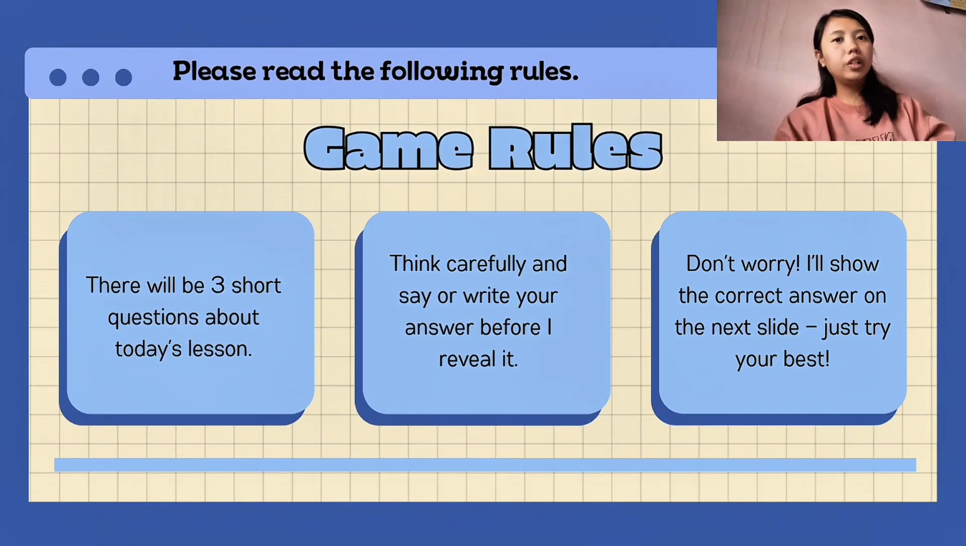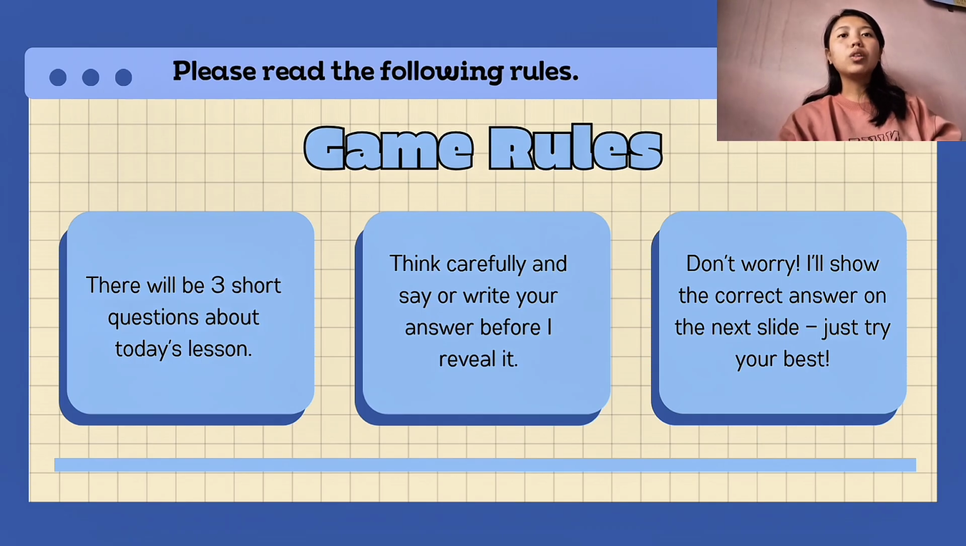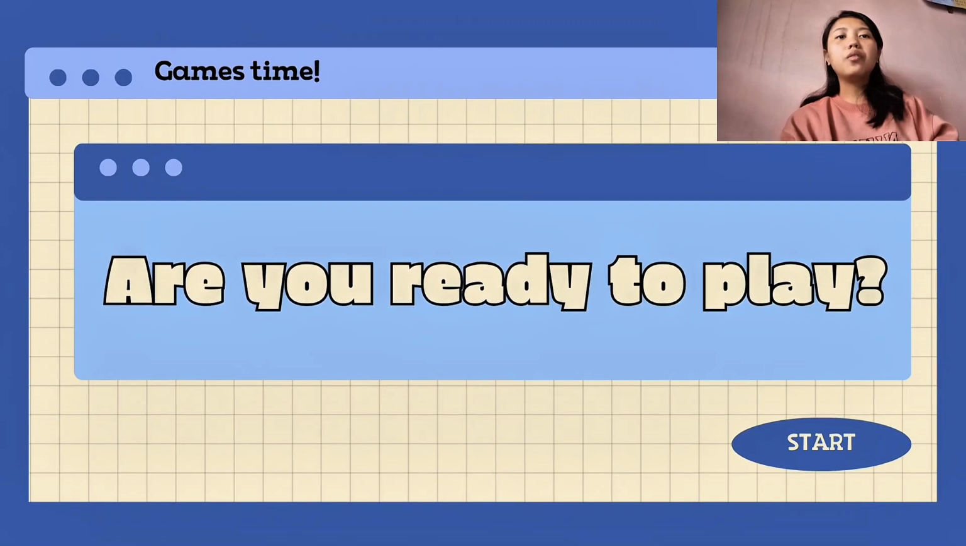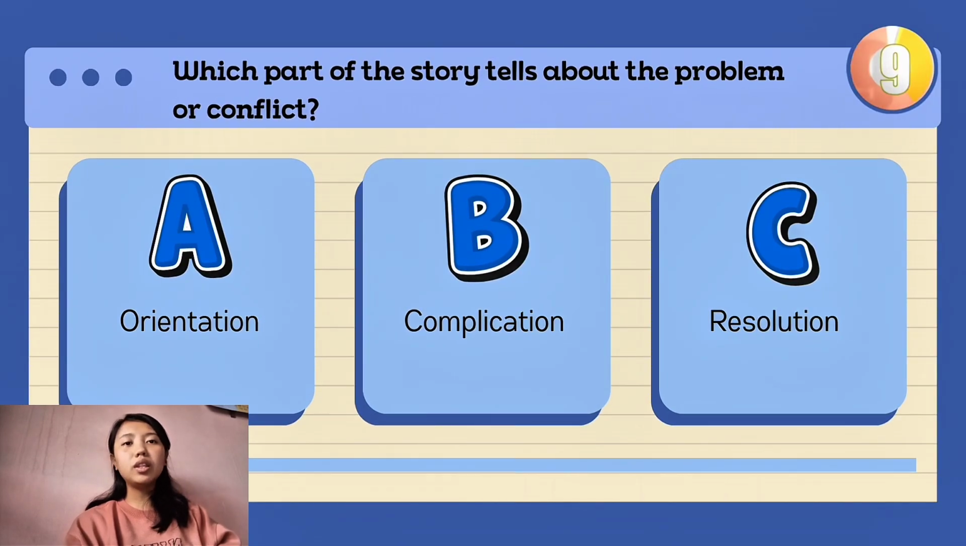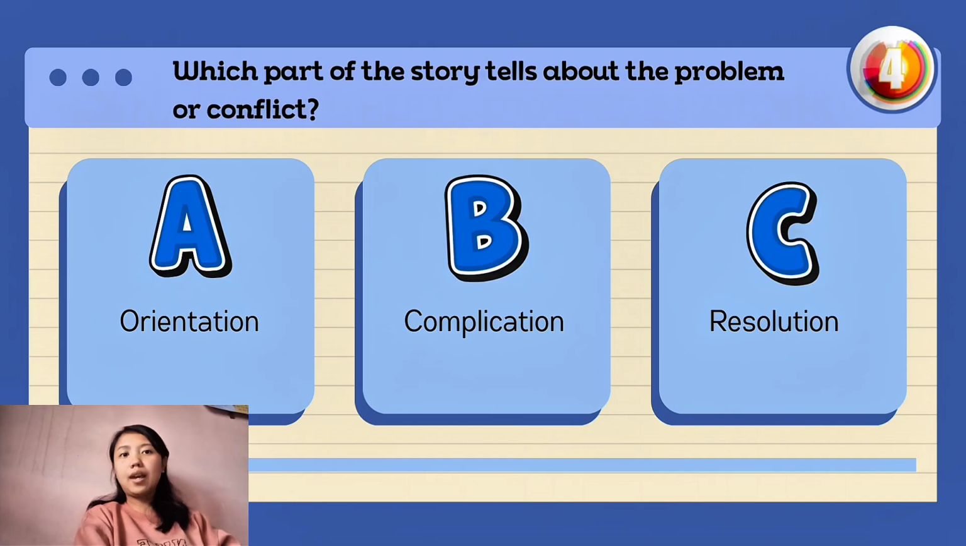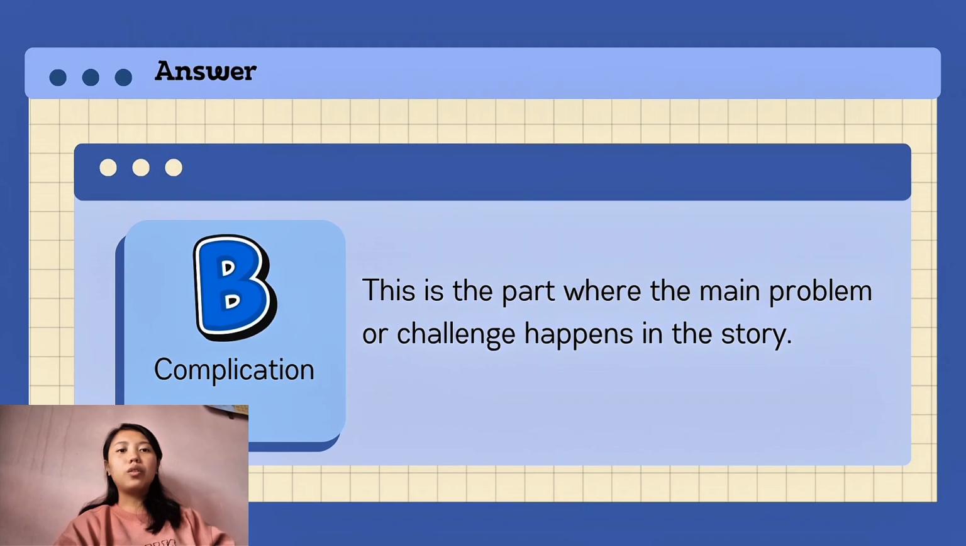That's all for the material, and now it's time for a mini quiz to test your understanding. There are three short questions about today's lesson. Please think carefully and say your answer before I show you the correct answer. The first question is, which part of a story tells about the problem or conflict? Please think for a few seconds. So now, let's see the answer. Yep, the correct answer is complication, because in this part, the problem appears and the story becomes more interesting.